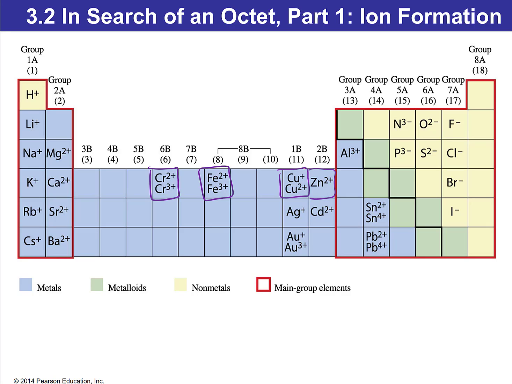So for example, you can have this, CrCl2, or you could have CrCl3.